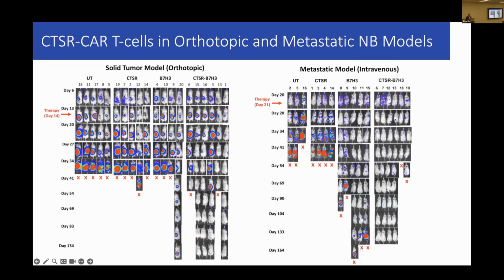As you can see on the right-hand side, with either B7H3 alone or CTSR alone, all the mice die. And this works both as a solid organ model, where we inject the tumors into the kidney of the mice on the left-hand side, or when we inject the tumors IV into the mice, they still survive. Some of the mice that you see die with X's died from graft versus host disease, which is typically seen when you inject human T cells into NSG mice.